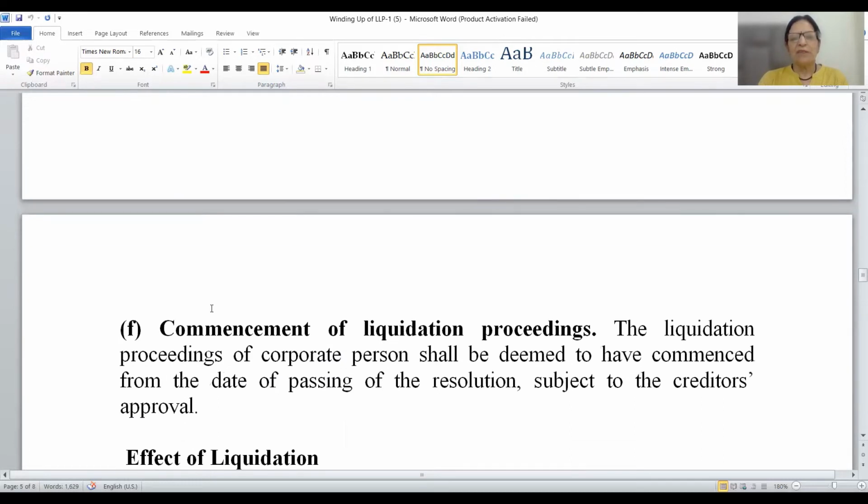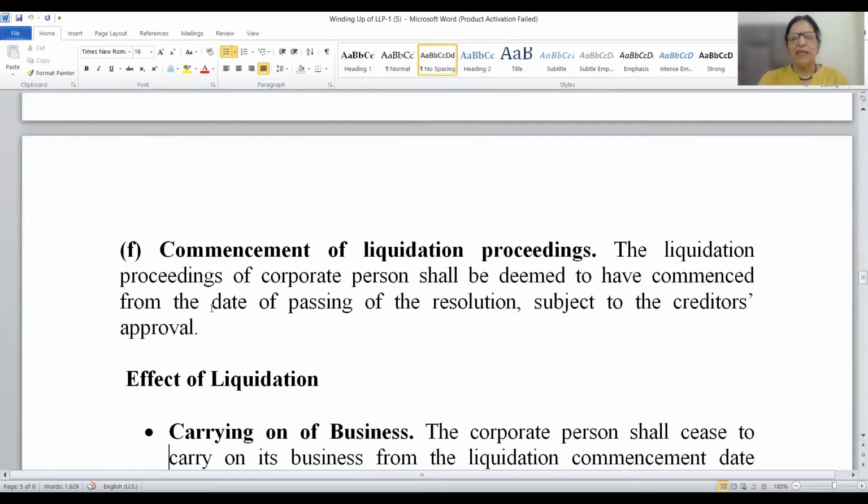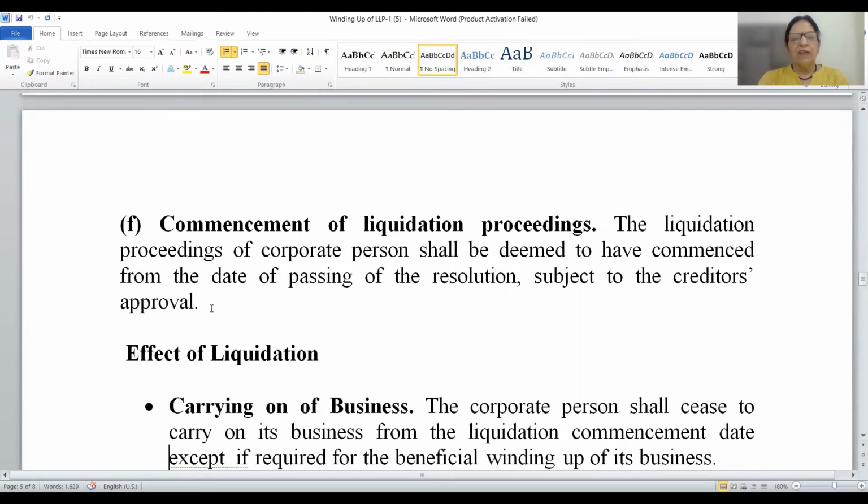Commencement of liquidation proceedings. The liquidation proceedings of the corporate person shall be deemed to have commenced from the date of passing of the resolution, subject to the creditors' approval. So, friends, when the resolution is passed and the creditors have given their approval, then the liquidation proceedings of the LLP shall commence.